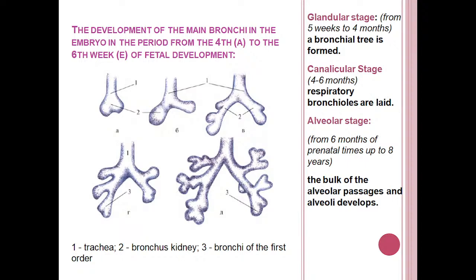Then the canalicular stage, 4-6 months, when the respiratory bronchioles are laid down, and the alveolar stage, from 6 months of perinatal time up to 8 years. The bulk of the alveolar passages and alveoli develop.